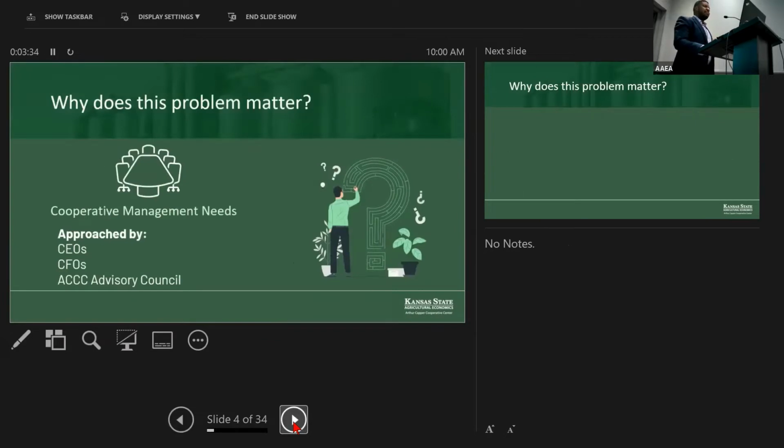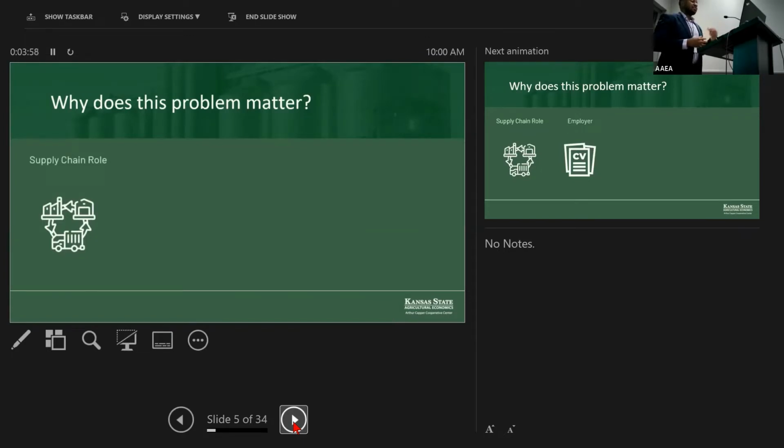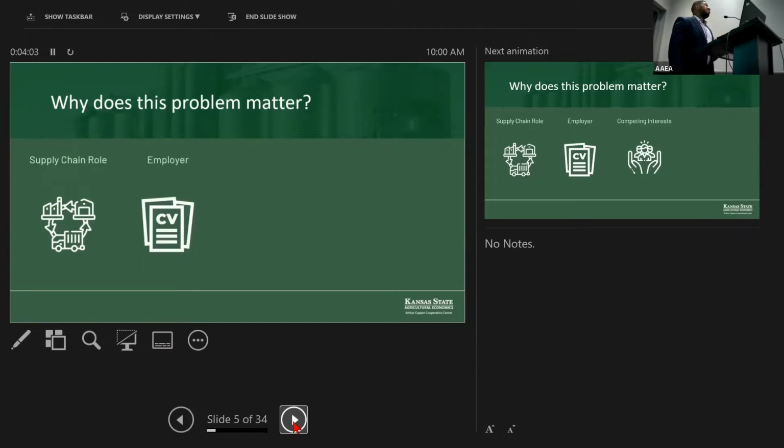But then why does that problem matter? Well, over the years, our center has been approached by cooperative CEOs, CFOs, and cooperative leaders that sit on advisory councils. What they've asked us to do is to develop a pro forma financial tool that will help management make strategic decisions. In addition, getting this right and understanding the financial implications of these decisions is essential because cooperatives are an integral part of the agricultural supply chain. They're a major employer in rural America. And knowing these financial impacts will allow management to better balance the competing interests that exist.